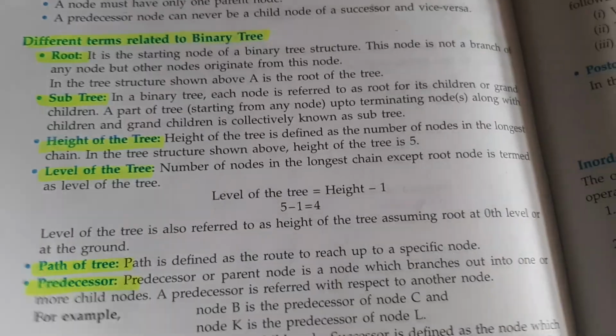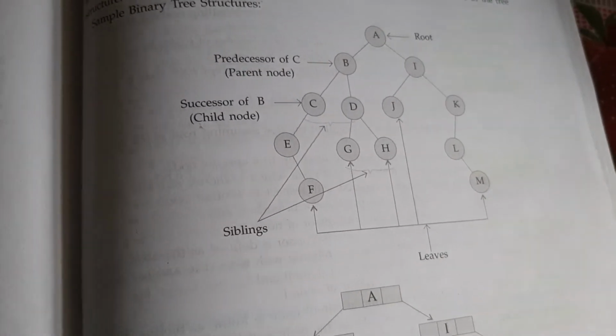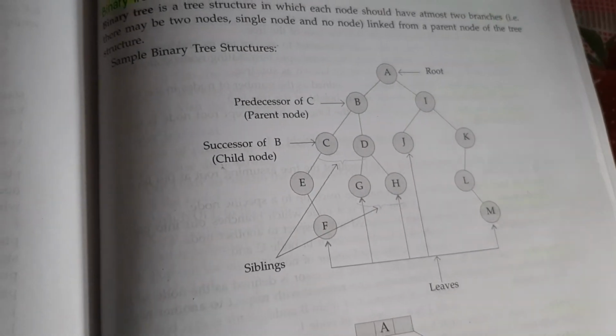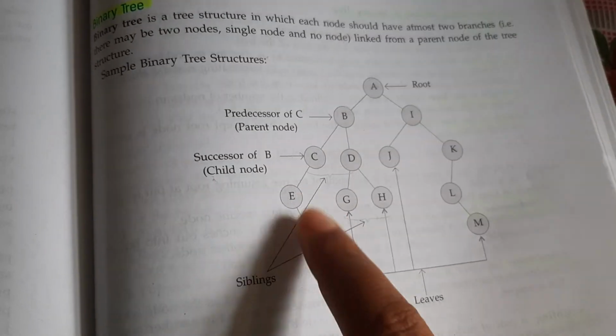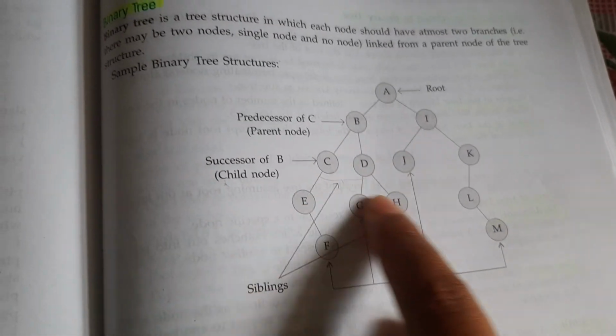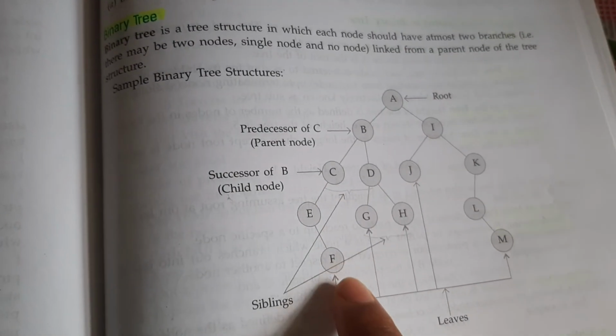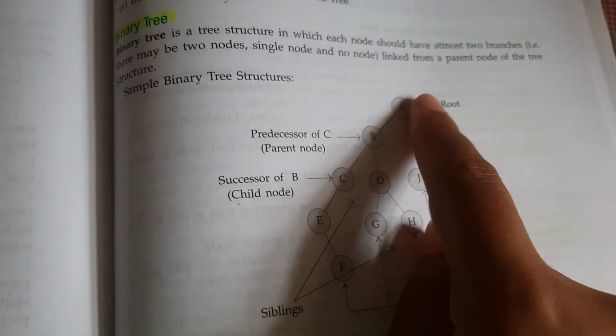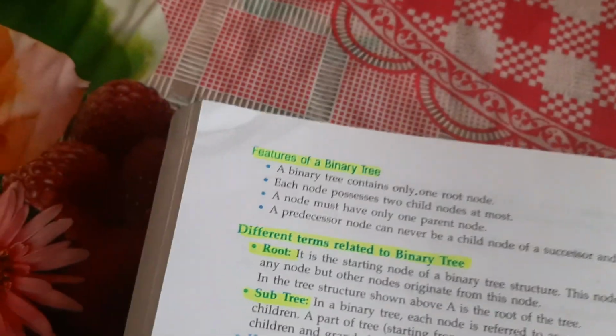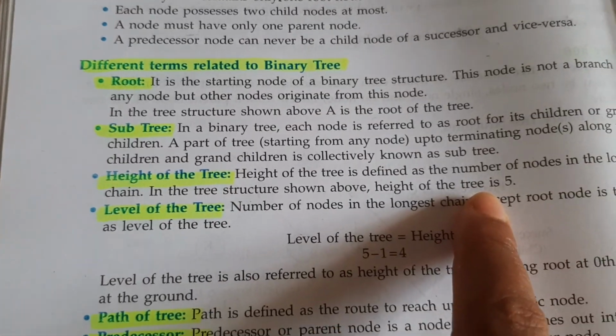What is the height of a tree? What do you mean by the height of a tree? If you see here, this is one row, this is one row, and so on. So what is the height of the tree? That is 1, 2, 3, 4, 5. So that becomes the height of the tree.